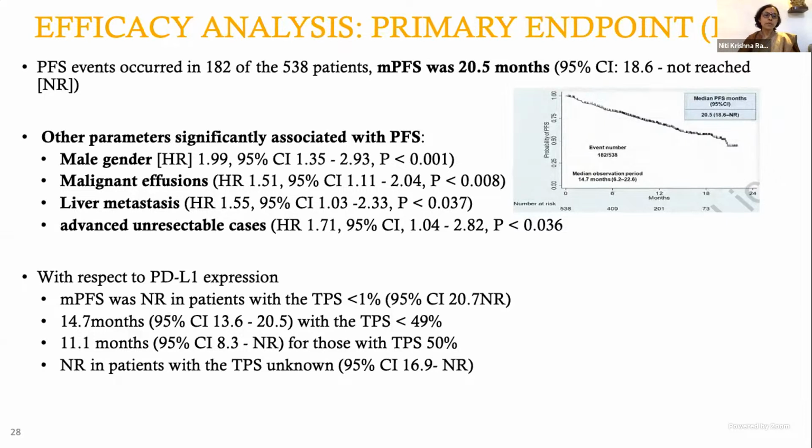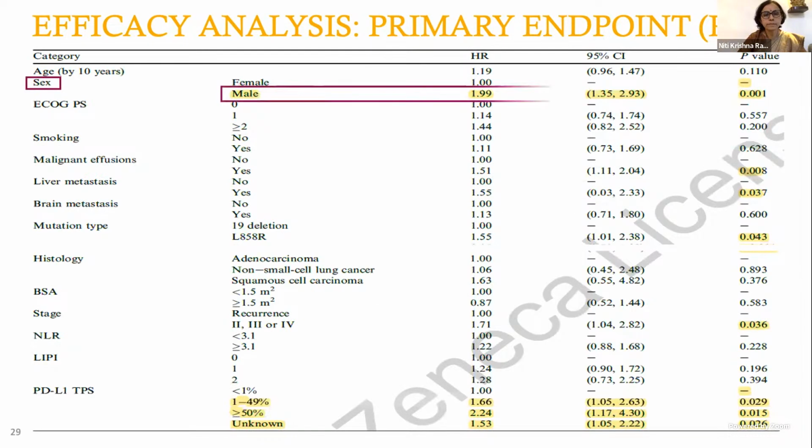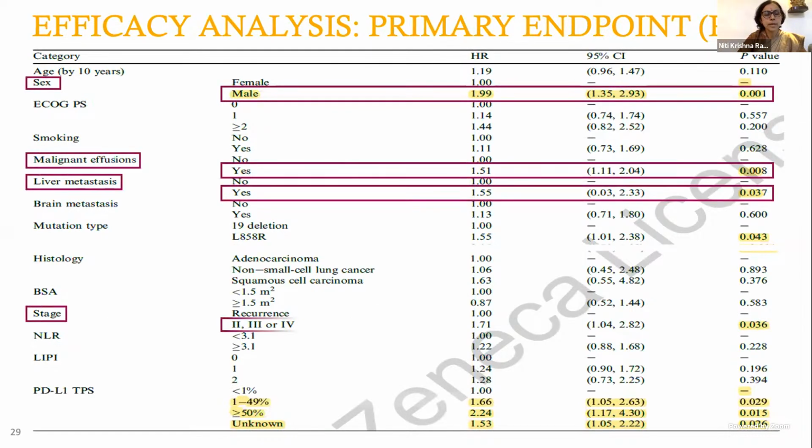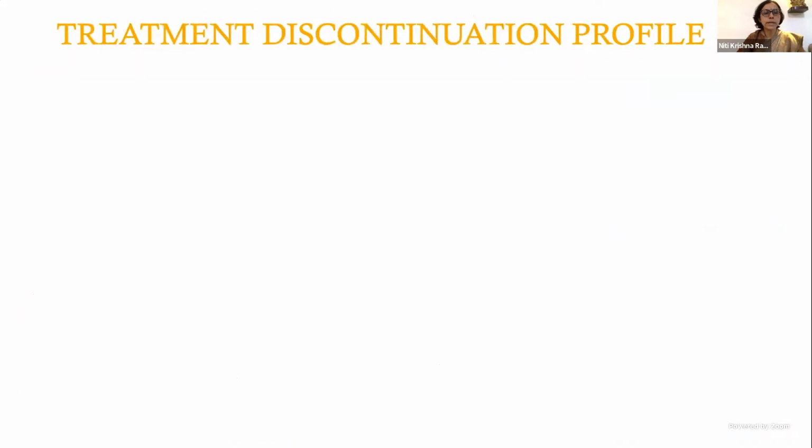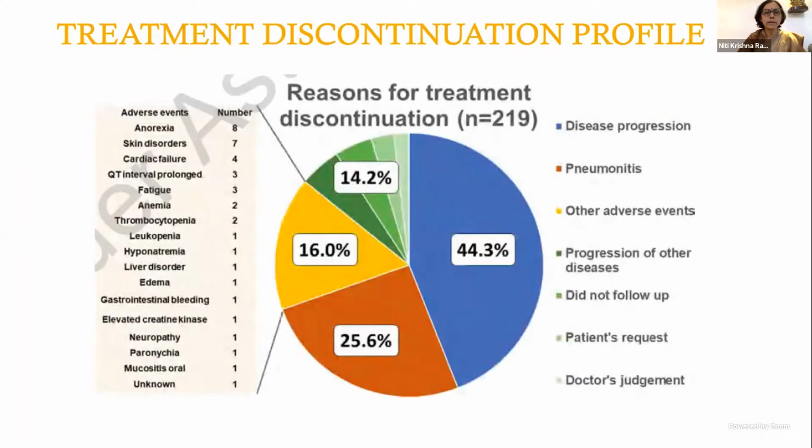Median progression-free survival was not reached in the subset which had a TPS score of less than 1% PD-L1 expression. The median PFS was 14.7 months when the TPS was between 1 and 49%. It was 11 months when the TPS was 50% or higher. So the higher the PD-L1 expression, the poorer was the response. And this is what I mentioned, stage, liver metastasis and malignant effusion.